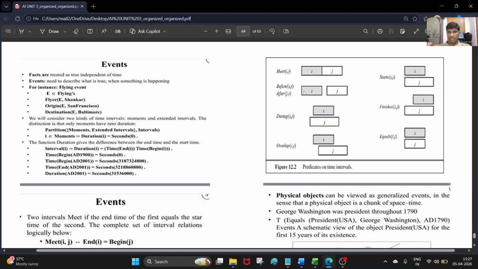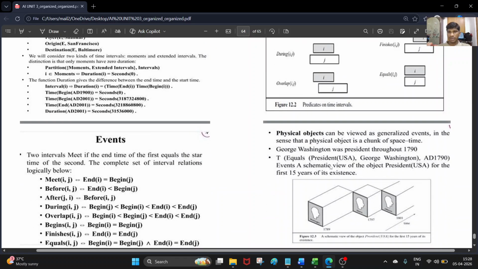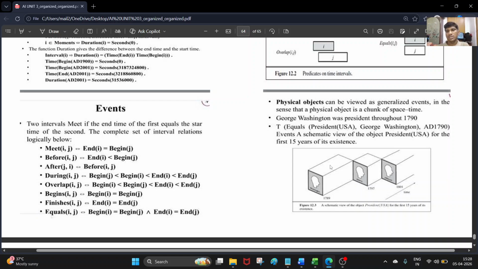Event I occurs and finishes, there is a pause, and then event j starts and finishes. During: j starts and proceeds, and within j, I starts and finishes. Overlap: I starts and proceeds, in the meantime j starts after some duration of I, and j proceeds but I ends. Start(I, j): the starting times of two events are the same. Finish(I, j): the end times of two events are the same. Equals(I, j): both events start and end at the same time. So these are predicates on time intervals, based on Allen time algebra.